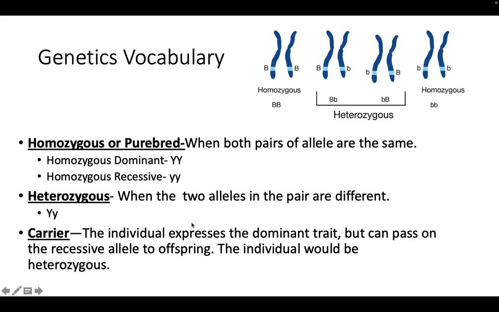A carrier is an individual that expresses the dominant trait but can pass on the recessive allele. So carrier and heterozygous are both terms that can be used to identify the big little.